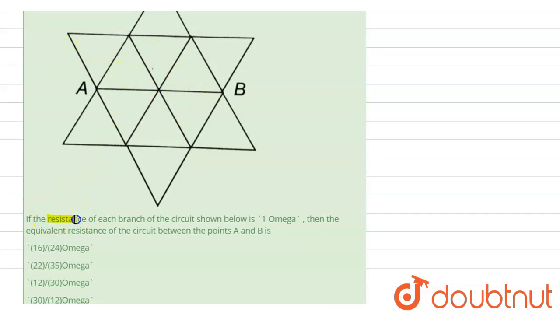Hello students, our question is, we are given an arrangement of a star shaped resistance system, and if the resistance of each branch of the circuit shown below is 1 omega, which is 1 ohm, then the equivalent resistance of the circuit between points A and B is, and this is what we have to find.